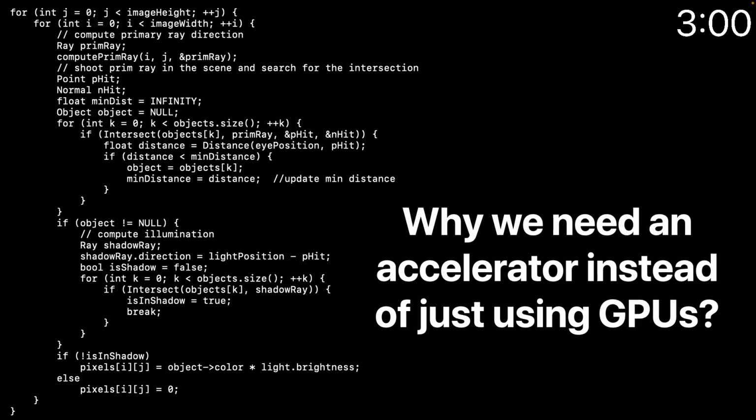So the question I'm asking you is, if you look at the ray tracing algorithm code, which I listed on the left-hand side of the slide, why can we use GPUs for that purpose?